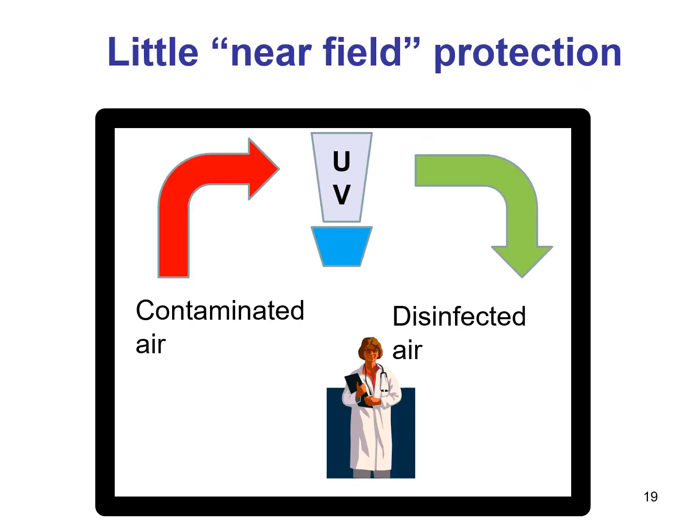UVGI cannot protect a healthcare worker from airborne infection occurring at very close proximity to the patient, called the near field. Although upper room UVGI will help dilute the overall room concentration of droplet nuclei, it will have little beneficial impact on infection risks in the near field.